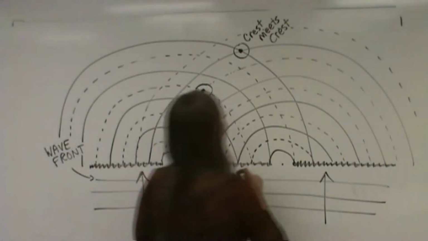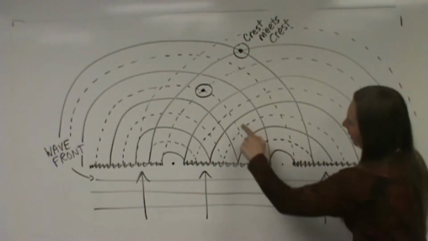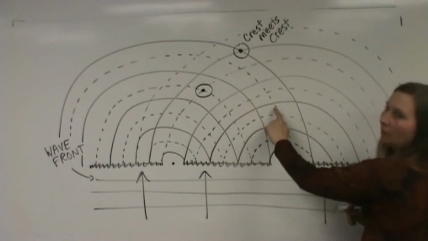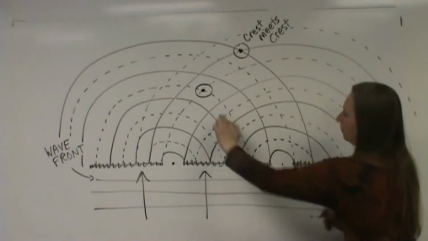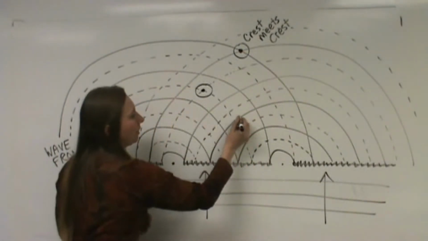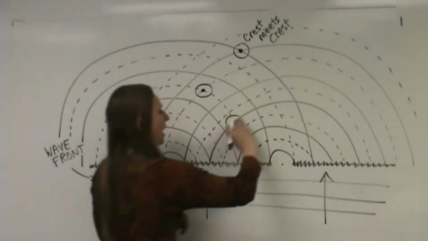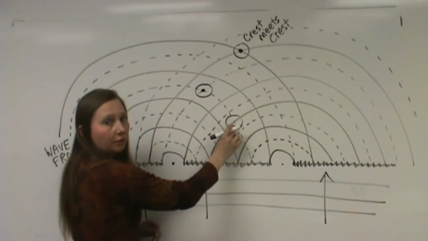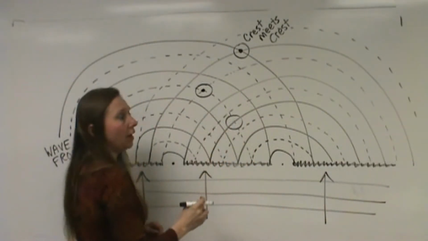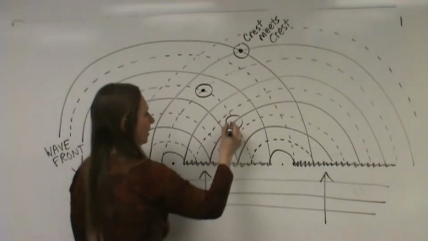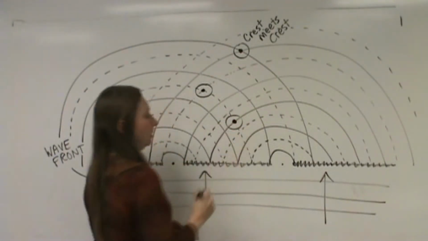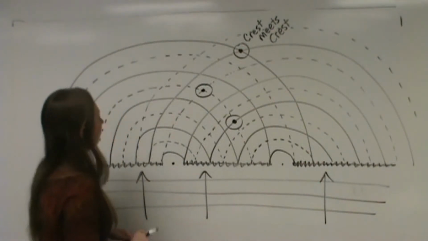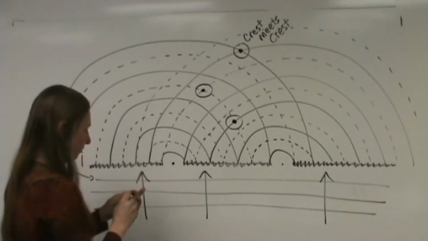Now, here's a place where a crest meets a trough. Right here, a crest is meeting a trough. They come together right here. So this would be a point of destructive interference.